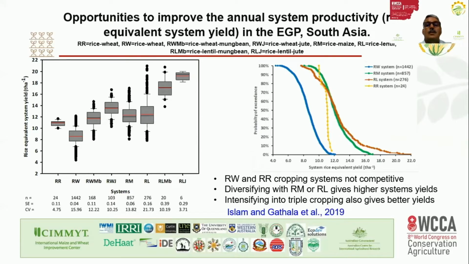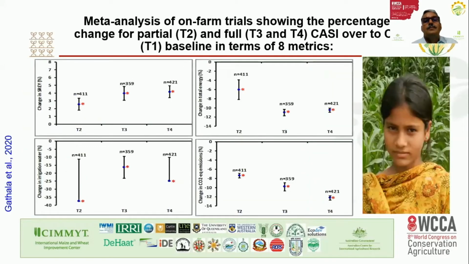So diversification with rice-maize or rice-lentil gives higher system yield, but the rice-lentil system has its own problems like biological stresses and so on, while the rice-maize system provides higher productivity with more resiliency. Intensifying into triple cropping also gives better yields in rice-rice and rice-wheat systems.